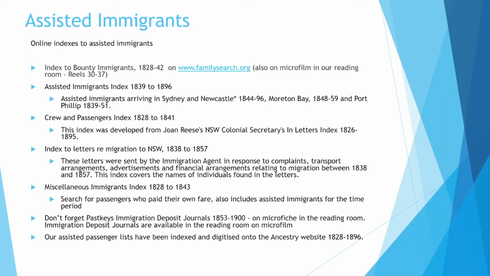It's essentially an accounting record. It records the name of the person who put the deposit down to sponsor the immigrant's name, their address in England or Ireland, wherever they're coming from, and also the vessel they arrived on. In some cases, if an immigrant didn't come out, it'll also show that the deposit was refunded. Now, as with the convict records, our assisted passenger lists are indexed and digitised onto Ancestry from 1828 to 1896.